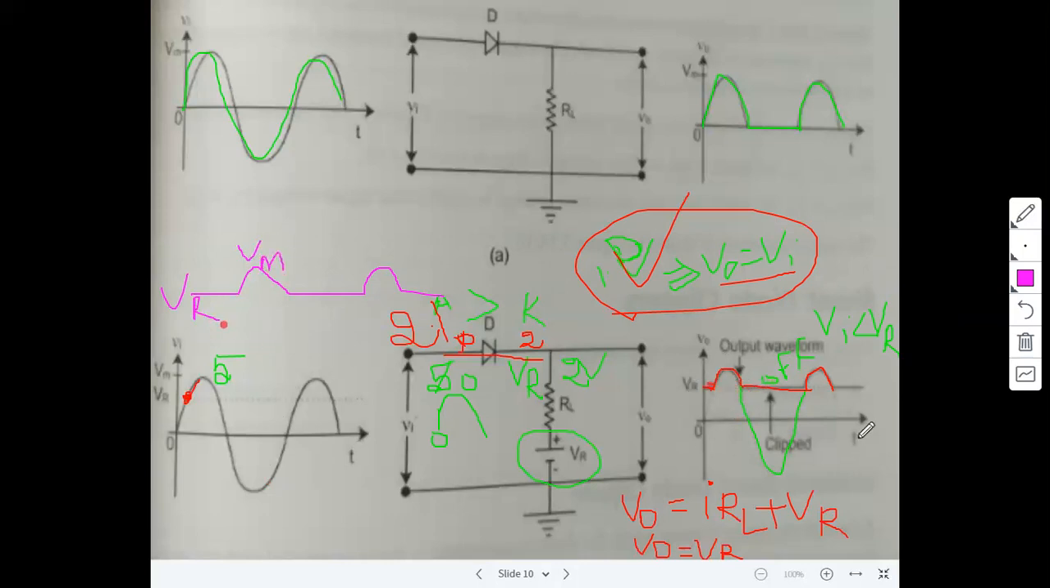That means below the reference voltage is clipped off. Observe here, in this case, the entire portion below the reference signal is clipped off. So this is called a biased clipper, because we are applying a bias signal. Such types of clipper circuits are called biased clipper circuits. Here the diode is connected in series with the input, so it is a series clipper.